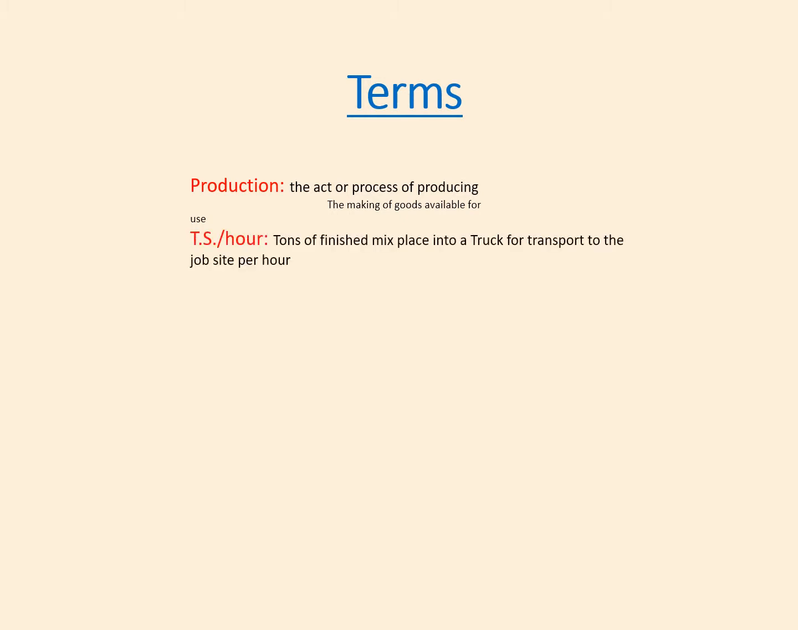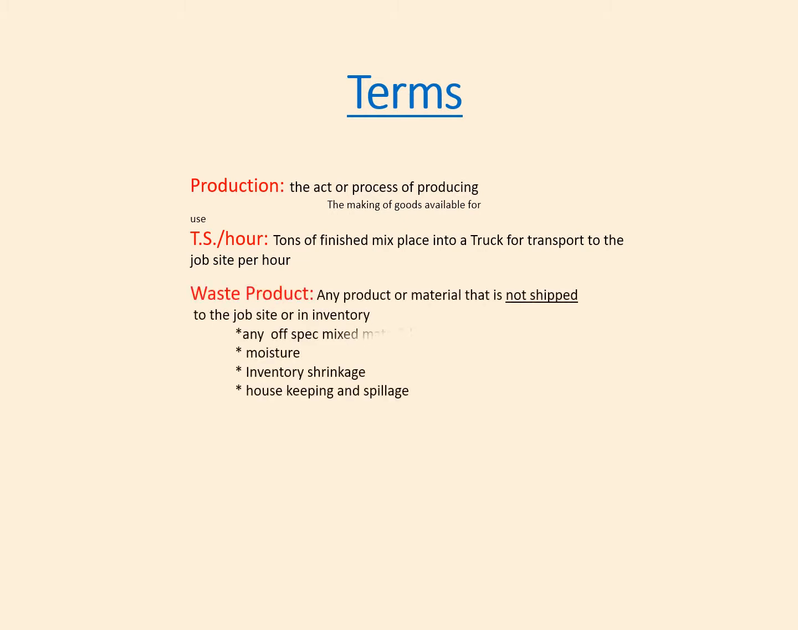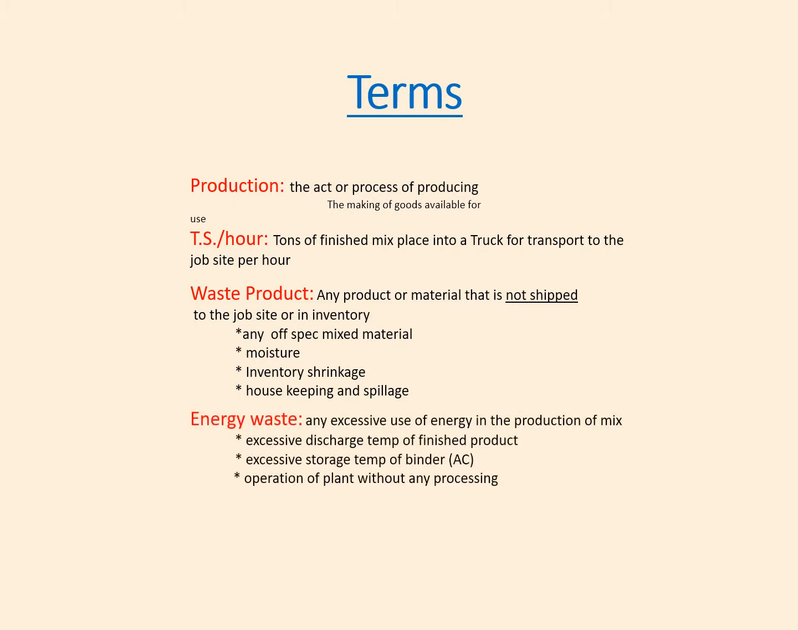Take a moment to review the terms on the screen. Production: tons shipped per hour. Waste product: any product or material that is not shipped to the job site or in inventory is waste product. Energy waste: any excessive use of energy in the production of a mix. And data.